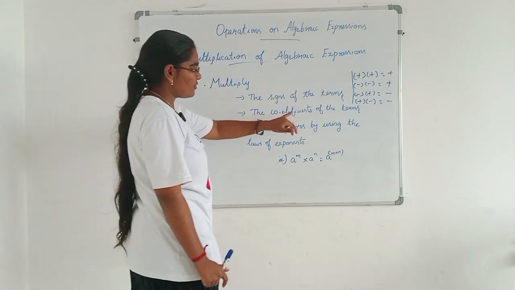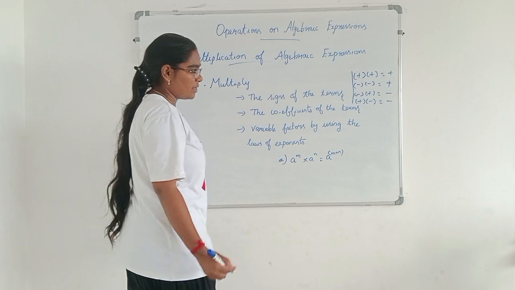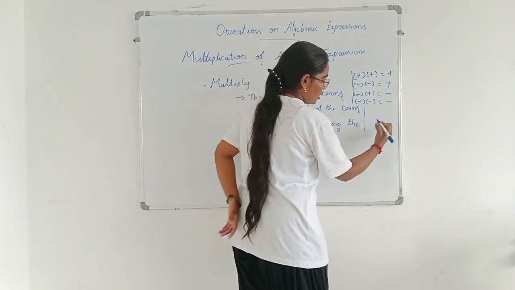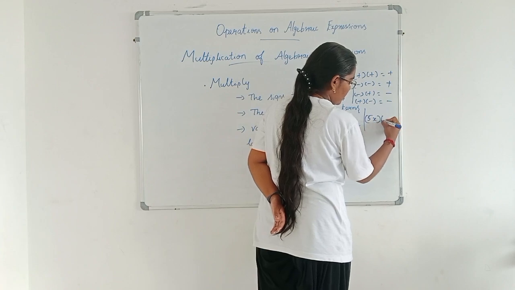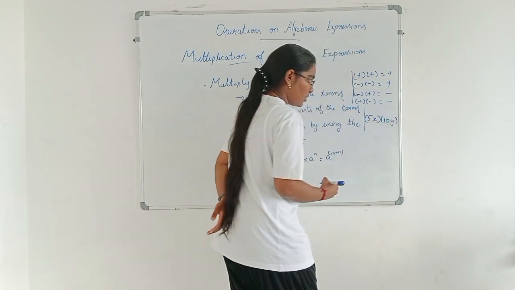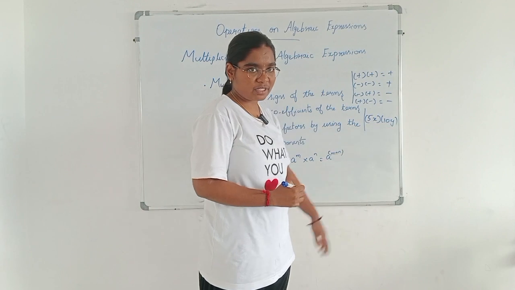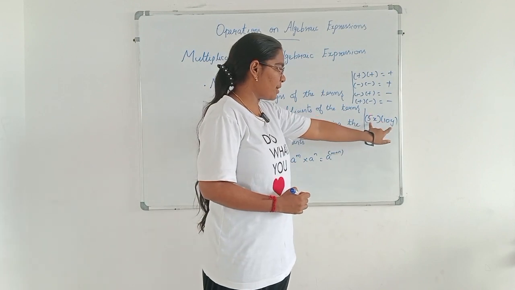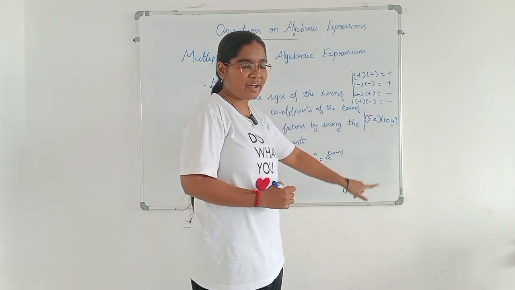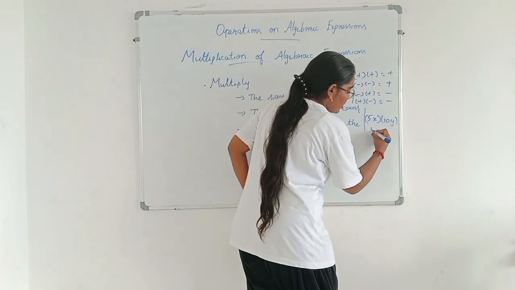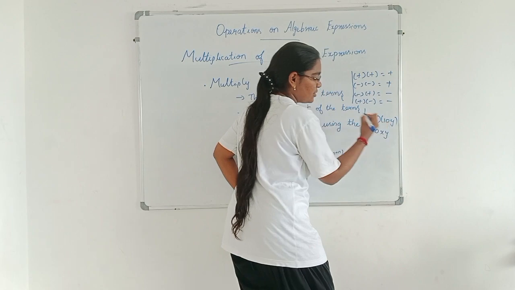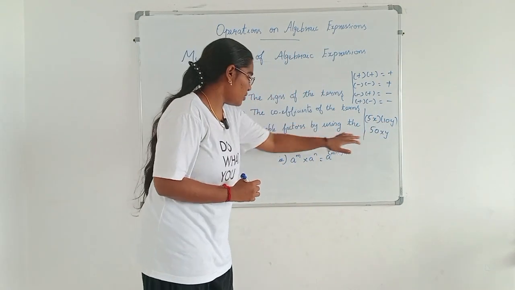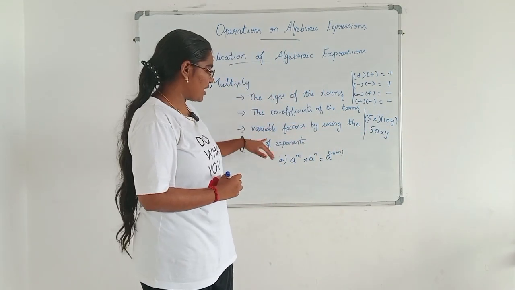Next, multiply the coefficients of the terms. That means 5x and 10y, these are two terms. So we have to multiply these coefficients. 5 into 10, 50. Next, x and y. x into y, xy. This is the answer. That's step 2.